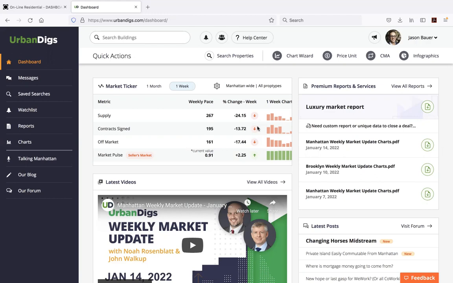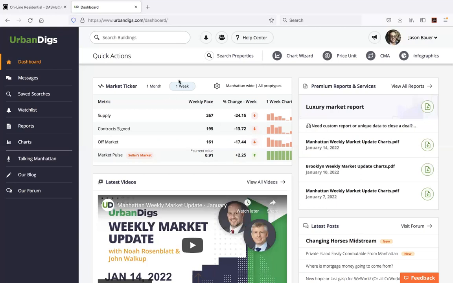So one thing you can do is look here on the market ticker and get a sense of what's going on with the market just from logging in. Here, the settings are for Manhattan-wide. We can see the supply, the number of contracts signed, how many properties have come off the market, and what the market pulse is. Really, what the market pulse looks at is the ratio of supply to either contracts or off market, and what's going on there.